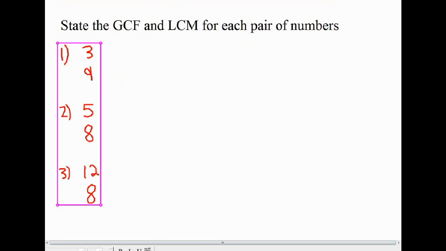So to finish off our lesson today, I'm going to get you to practice your understanding of greatest common factor and lowest common multiple by stating the greatest common factor and lowest common multiple for each pair of numbers. So for each question here, you'll have two answers. One is the greatest common factor, the biggest number that goes evenly into both numbers, and another answer is your lowest common multiple, the first number that appears on both lists of multiples of each number. If you're able to do that, congratulations, you now have a firm understanding of greatest common factor and lowest common multiple.